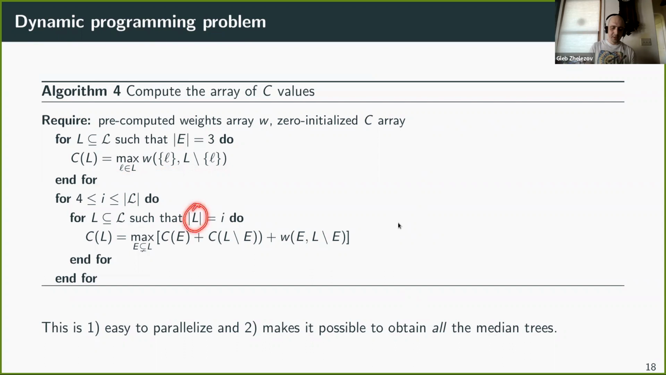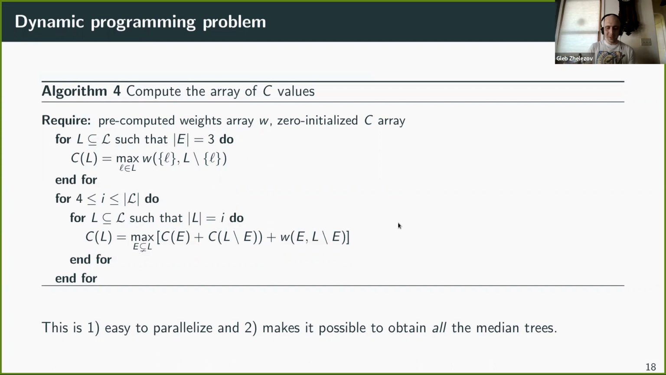You look at all the sets of a fixed size, you compute this, you record the value. This is only using values of E of smaller cardinality, and so you already have all those values, and so it's very easy to do. And one nice effect of doing this is that once you have it, you're also able to obtain all the median trees and also even the suboptimal trees.